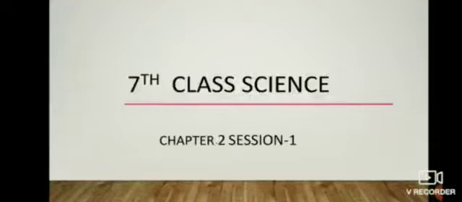Here in this lesson, we are going to learn about what is an indicator, what is an acid, what is a base, what is red litmus, blue litmus, what are acidic substances, which are basic substances, what is a neutral substance, salts, neutralization, and also about acid rains. So let's continue our lesson.